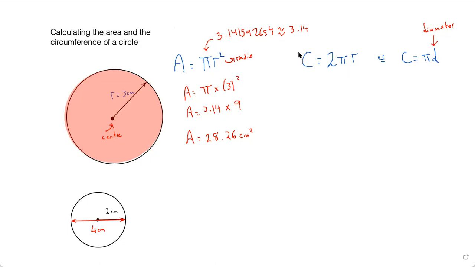So in here we can write: circumference is going to be 2 times pi times the radius, which is 3. 2 times 3 is 6, times pi. Or we can write 6 times 3.14. 6 times 3.14 gives us 18.84.